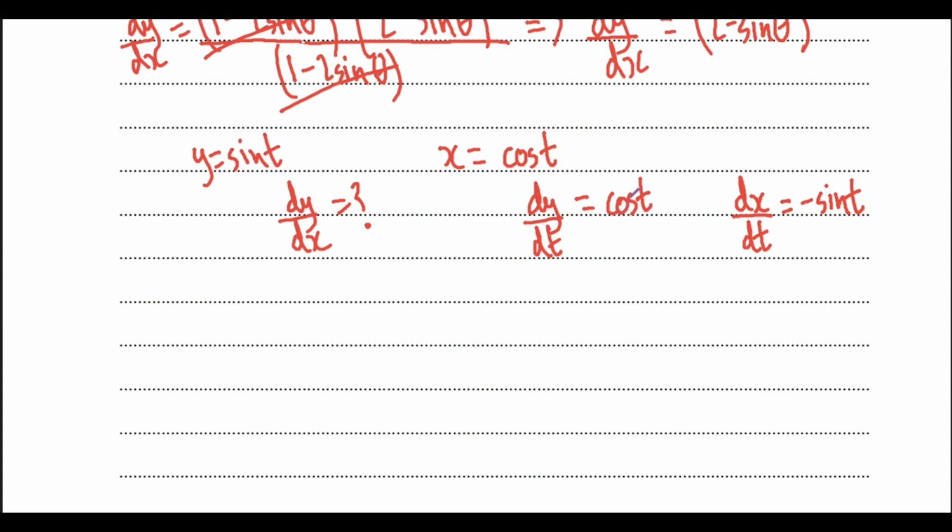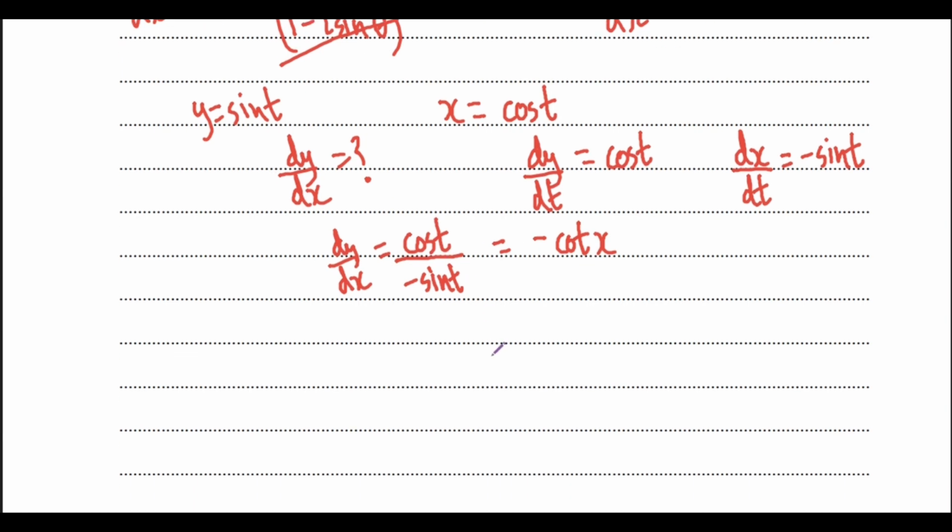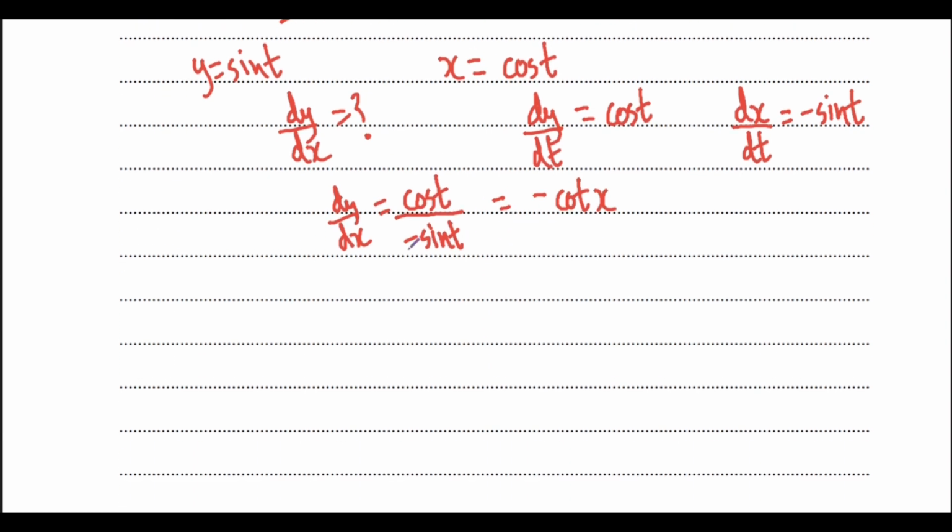So now we have to find dy by dx. So we do cosine t divided by negative sine t. So you're left with cosine t divided by negative sine t. This is dy by dx. Well, that's basically negative cotangent of t. Right? Because cosine over sine is 1 over tangent, and then you have the negative, so it becomes negative cotangent of t. Or you can write that as negative 1 over tan t.